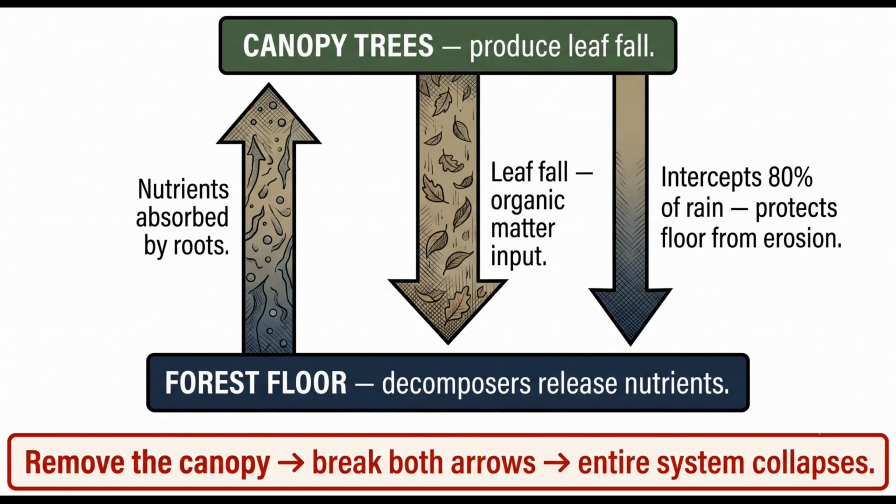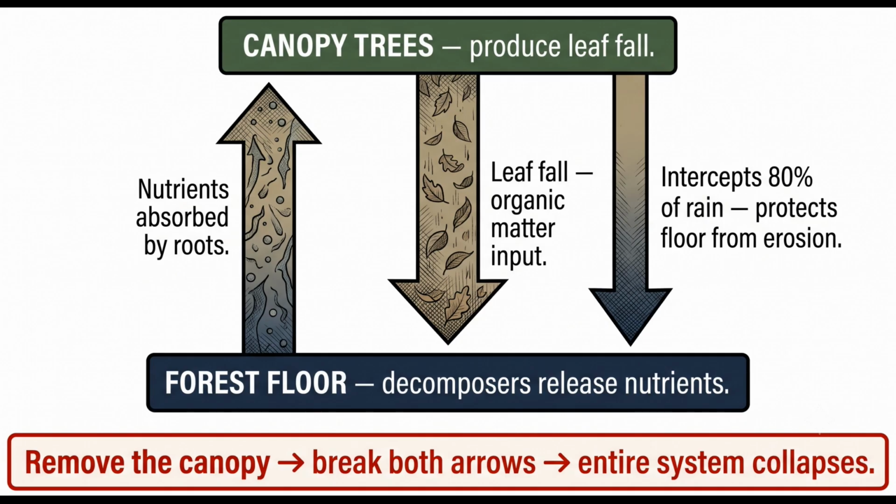The canopy and forest floor are not just different environments. They sustain each other in a relationship that is fundamental to the rainforest's survival. The canopy feeds the forest floor. Every leaf that falls from a canopy tree is the input to the decomposition cycle on the forest floor. Without that leaf fall, the decomposers have nothing to process and no nutrients are released.